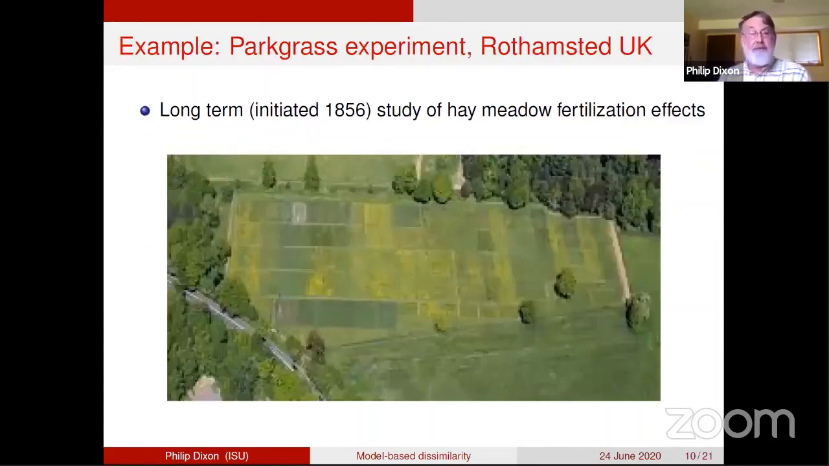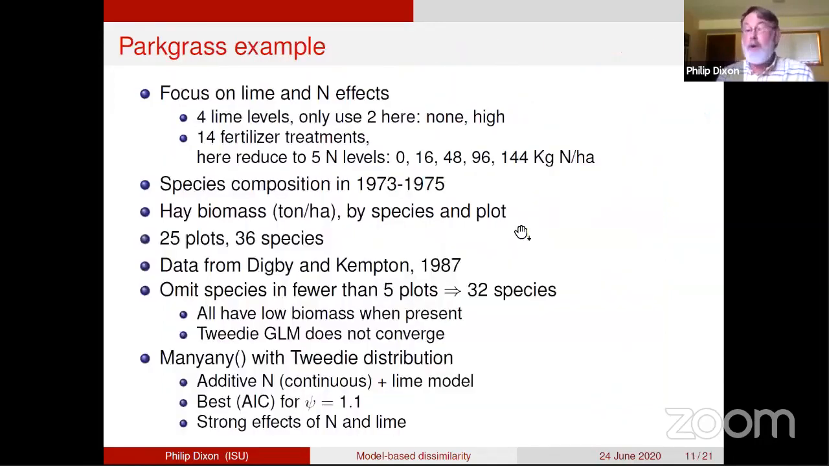An example, this is data from the Park Grass experiment, which, if you don't know about it, is worth knowing about because it is the longest running, continuously monitored ecological experiment in the world. Started in 1856 and continuously monitored since. What we have are different fertilization regimes running in vertical bands across the plot, different liming regimes in horizontal bands. And in total, there were 4 lime levels. There are 14 fertilizer treatments. I'm going to consider just 2 lime levels and reduce the fertilizer effects to just a nitrogen level, using data from species composition in a couple of years, where we have hay biomass by species and plot.